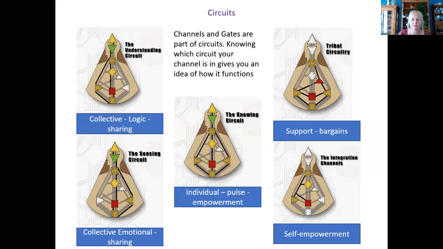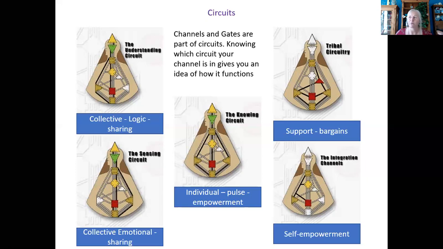And then on the left, we've got the collective logic, and on the right-hand side the abstract, collective emotional. These are all part of what's called the collective circuit. One is focused around logic and one is focused around emotional, but they both have the theme of sharing. So if you've got quite a few activations in the collective circuitry, then whatever it is you're doing, you're always going to want to be seeking how can I share this? How can everybody share in this?